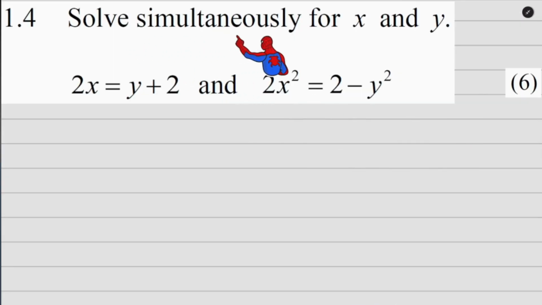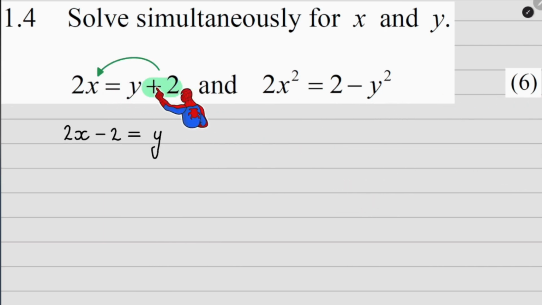Next up, we have to solve simultaneously for x and y. So we're going to start with the easier equation. This one looks more complicated because of these squares on x and y. So we're going to start with this equation. Now I can either choose x or y. I'm going to make quite an informed decision based on the numbers in front. This one has a 2 in front, which makes life more complicated. This one does not have a number in front, aka it's a 1. So I'm going to choose to work with y. So I want to get y on its own. So we're going to move this 2 over to that side. Just remember, when you do that, plus 2 becomes minus 2.